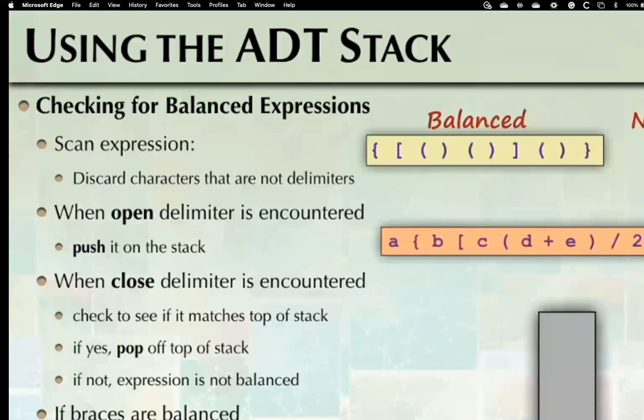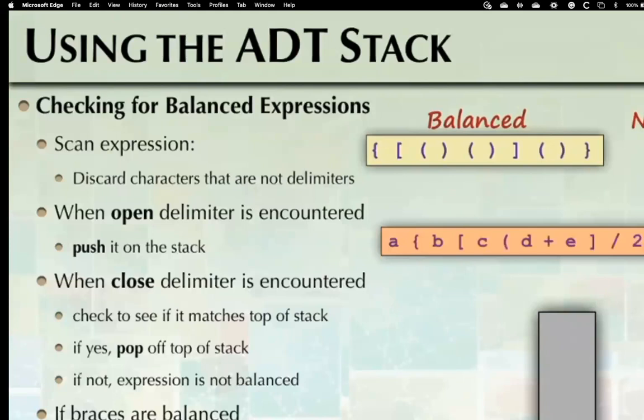The ADT that enables us to store objects and then retrieve or remove the most recent one is a stack. As we scan the expression, each time we find an open delimiter, we push it onto the stack. So this is a generic stack, but it's giving the same kind of characteristics that you would find in a computer stack. Each time we find a closing delimiter, we peek at the top of the stack. If the delimiters match, we pop the top delimiter off the stack. If the delimiters do not match, then the expression is not balanced. In this case, we've reached the end of the expression and the stack is empty, so the expression is balanced.